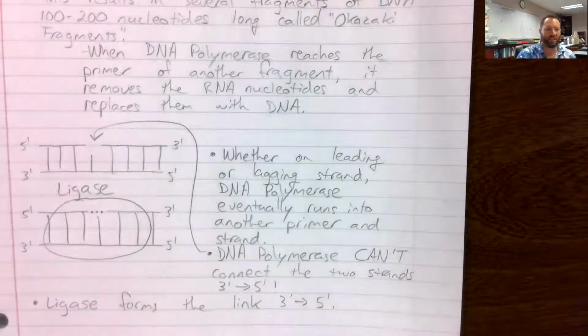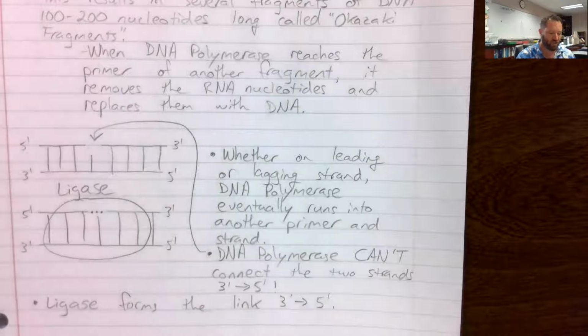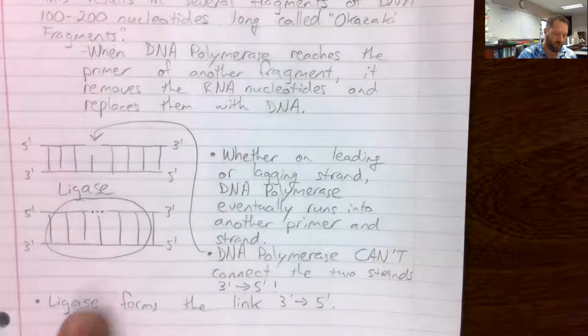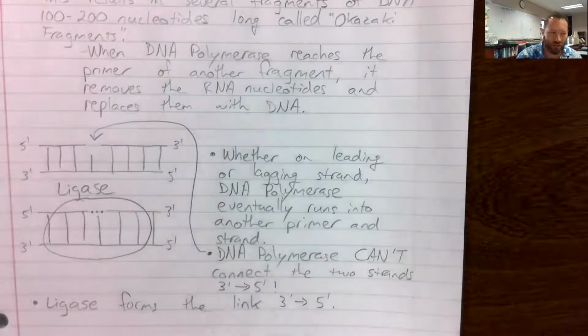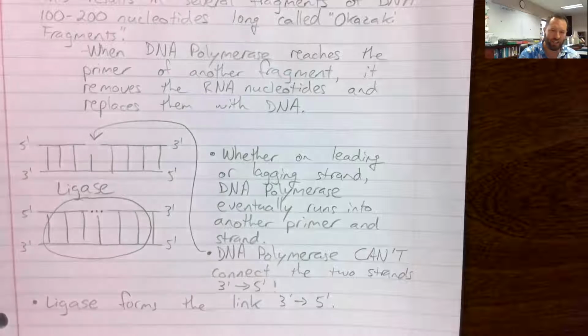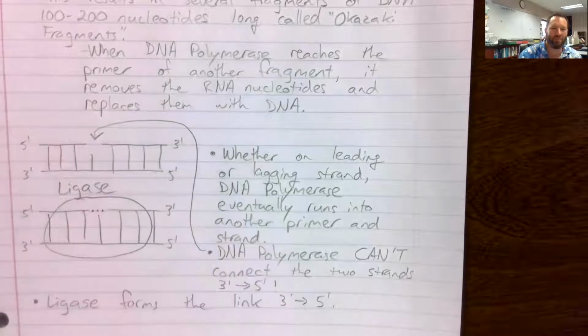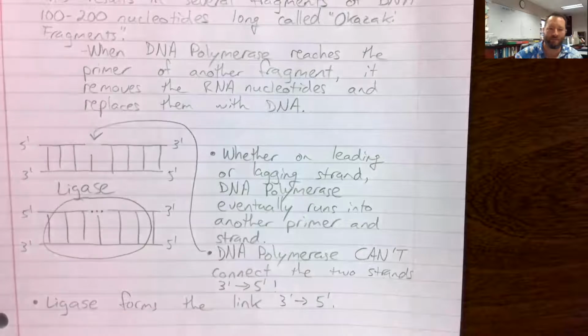Again, it doesn't matter if it's a leading strand or lagging strand, they all run into this problem eventually. Happens a lot more often on the lagging strand, but thank goodness for ligase, who can come in and just kind of glue those two together, can form that phosphodiester linkage and make sure that we have our DNA as strong as it possibly can be.